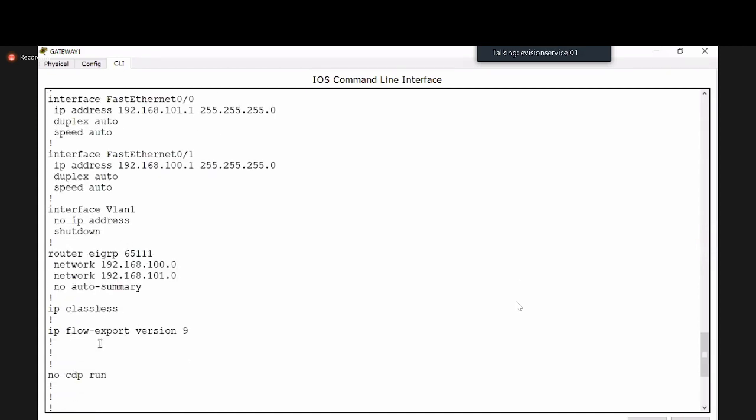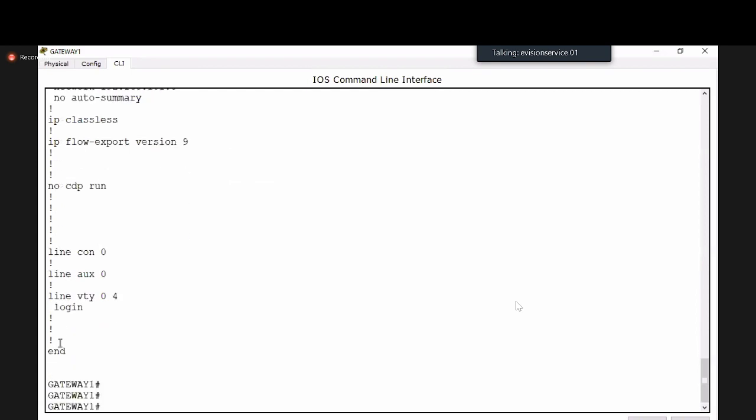So when you keep pressing enter, you will go down. When you see this end, it means it is the end of the configuration. At that time you will be back in your router prompt. Unless you see this and this gateway 1 prompt, these things will not come. When you see this and you press enter, then only you will see the router's privilege mode and all this.